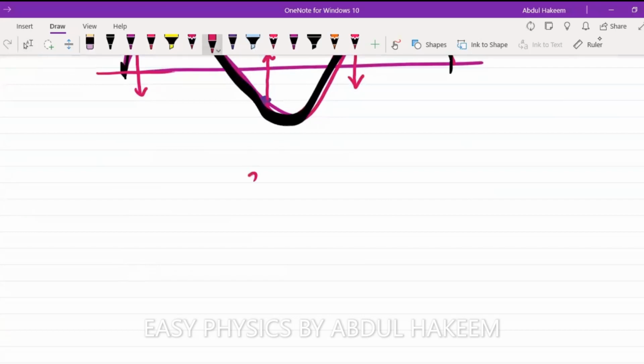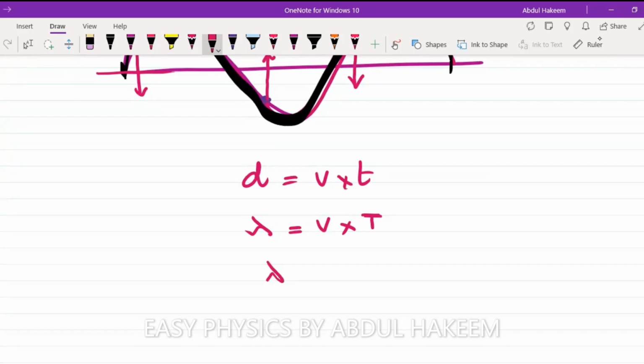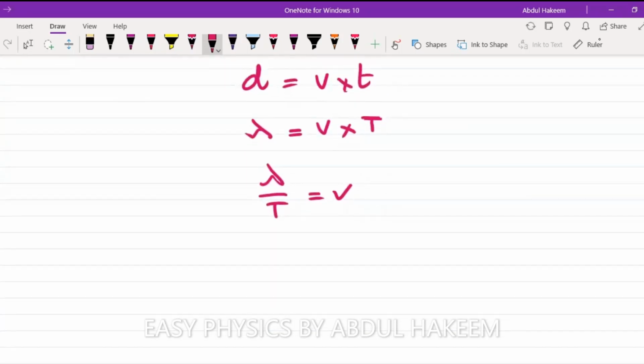Now, distance is equal to speed multiplied by time. If we consider one wave, the distance considered will be lambda, speed v, and the time taken by one wave to complete itself is called the period. So lambda divided by period is equal to speed, but 1 divided by period is frequency. That's why v is equal to f lambda.